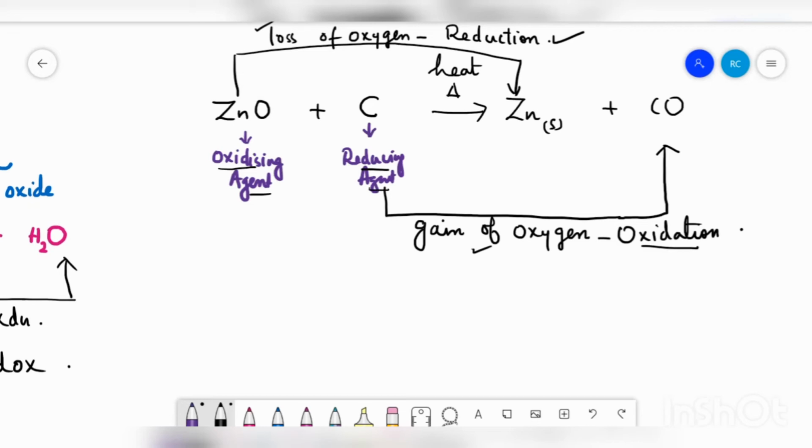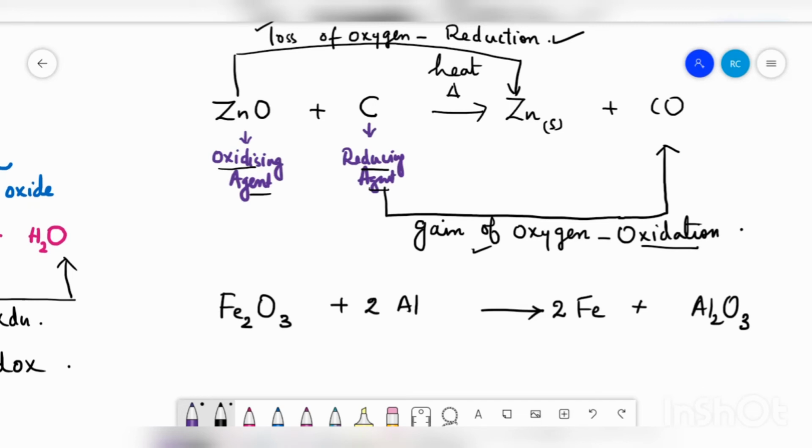Now, one more example I'm just giving here. Fe2O3, ferric oxide, plus aluminum. This is actually the thermite reaction, giving Fe plus Al2O3. So you need to balance it. There are two Fe, put two here. There are three oxygen, and in Al2O3 oxygen is balanced already. Then we need to balance aluminum. There are two aluminum on the product side, so we need to put two on the reactant side.